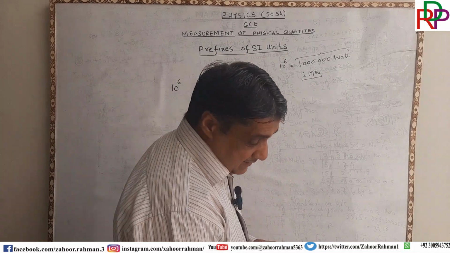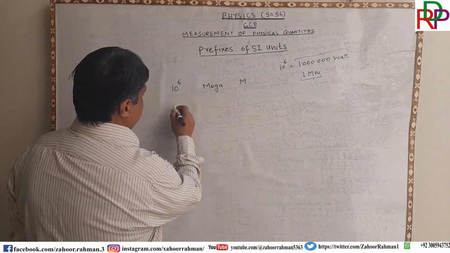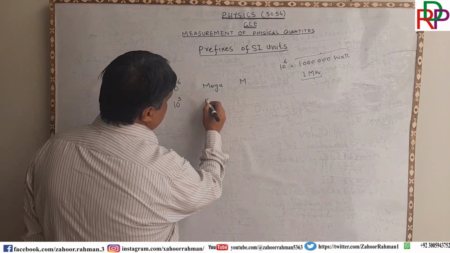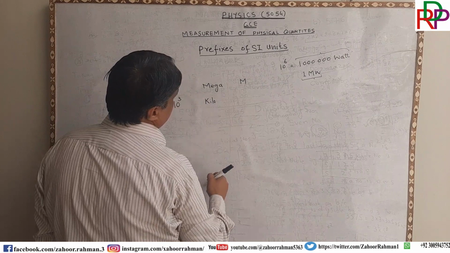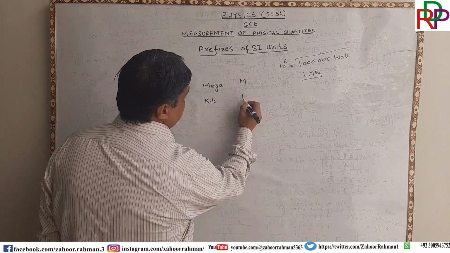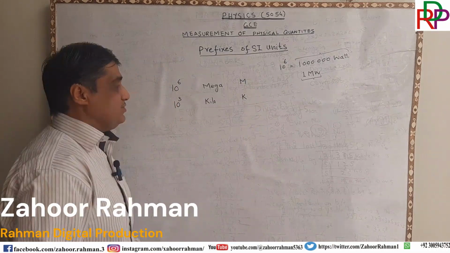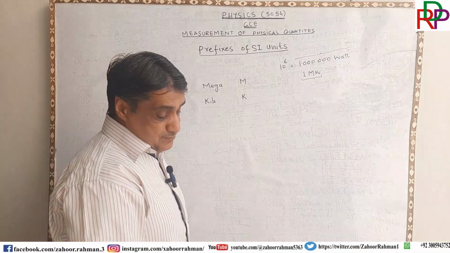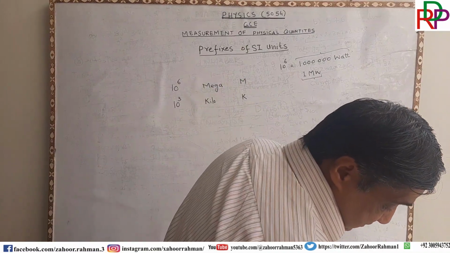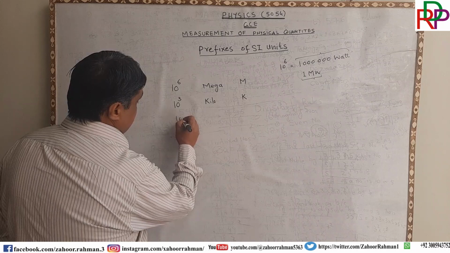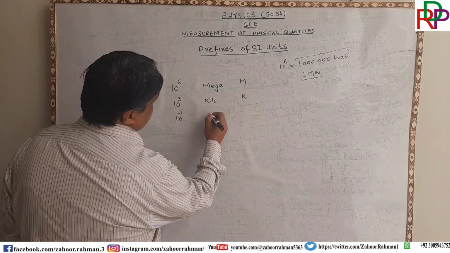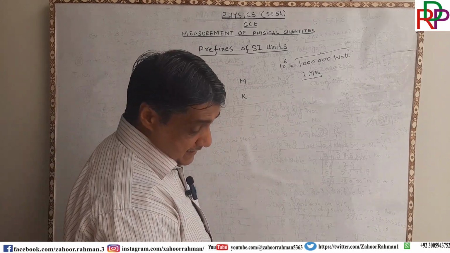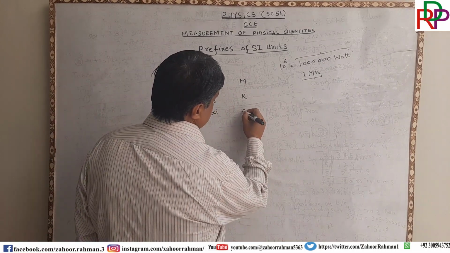Ladies and gentlemen, the second one written is 10 raised to the power 3, which is technically called kilo. An uppercase letter K is used for kilo. Then 10 raised to the power minus 1, and that is deci. We will call it deci, and it is denoted by a small d.